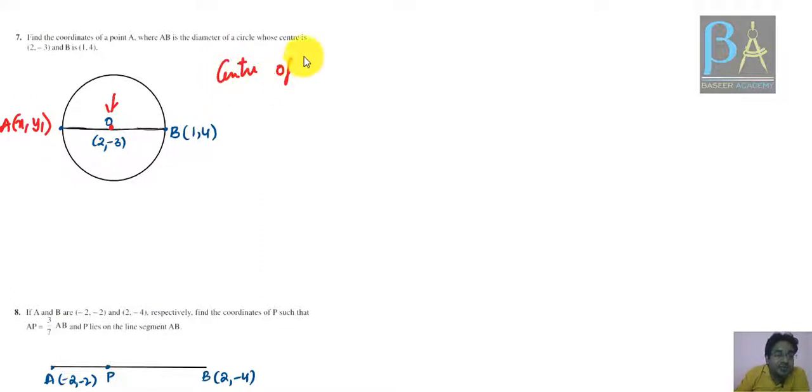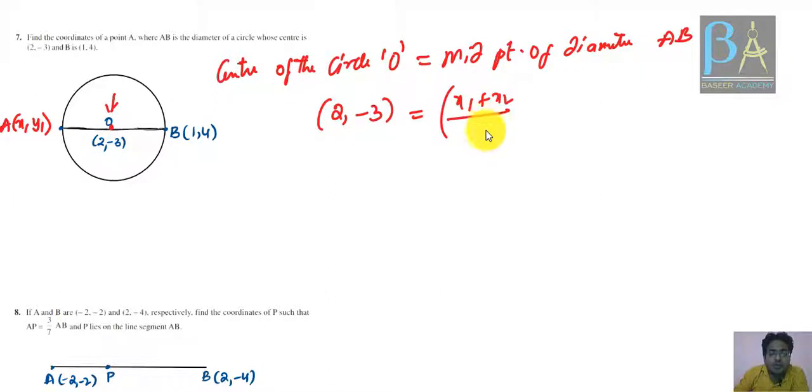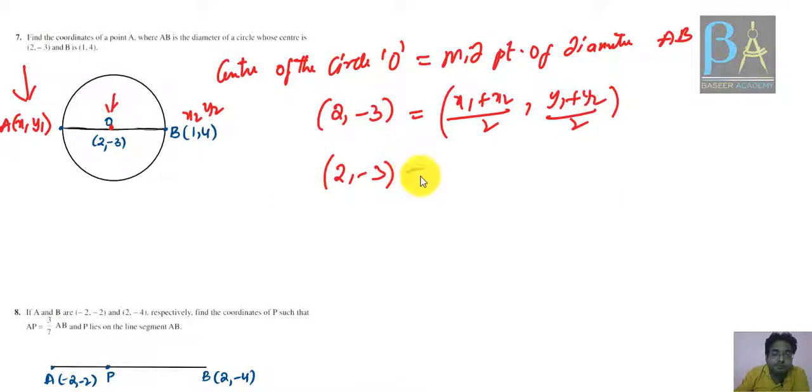The center of the circle, which I'm denoting by the letter O, is equal to the midpoint of diameter AB. What are the coordinates of O? The coordinates of the center are given to me as (2, minus 3), and let me now use the midpoint formula. What is the midpoint formula? It is (x1 plus x2) by 2, (y1 plus y2) by 2. Now this is our x1, y1, and this is our x2, y2. Let us substitute the values in the midpoint formula.